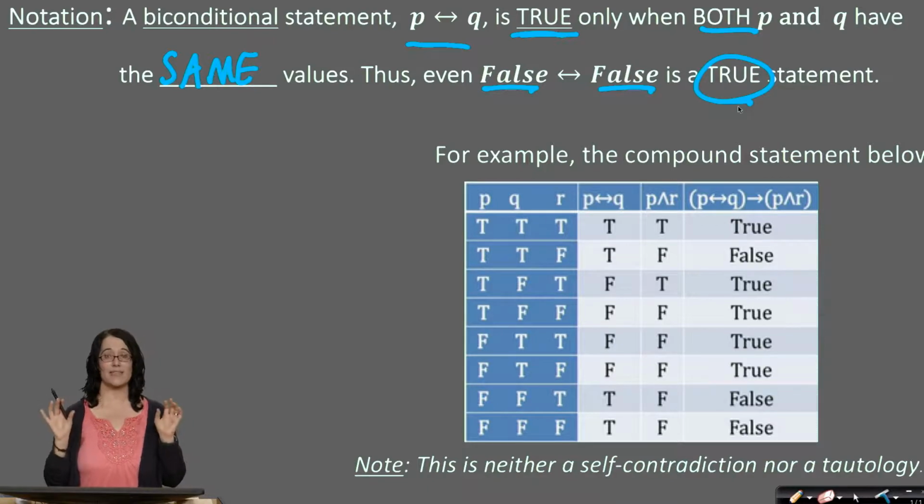So as long as they both have the same value, they are what we call equivalent, or in this case, a biconditional statement. They're saying the same thing. So when this one's true, the other one's true. When this one's false, the other one's false. This is a biconditional, okay?